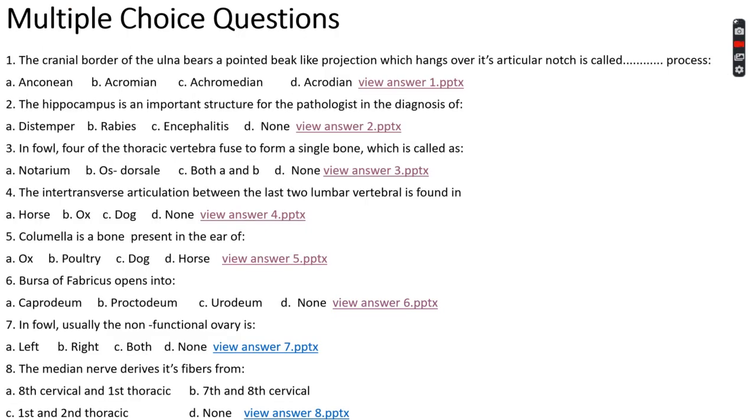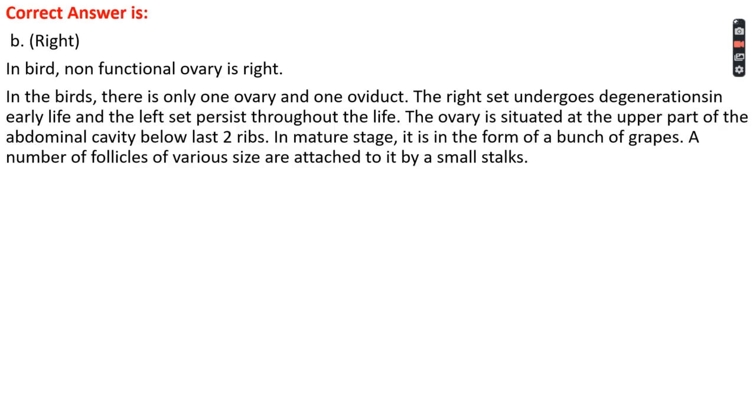Question number 7. In fowl, usually the non-functional ovary is: option A, left; option B, right; option C, both; option D, none. The right answer is option B, that is the right ovary. In birds, the non-functional ovary is the right. In the bird only one ovary and oviduct is present. The right set undergoes degeneration in early life, and the left set persists throughout life. The ovary is situated at the upper part of the abdominal cavity, just below the last two ribs. In the mature stage, it is in the form of a bunch of grapes, with a number of follicles of various sizes attached to it by a small stalk.